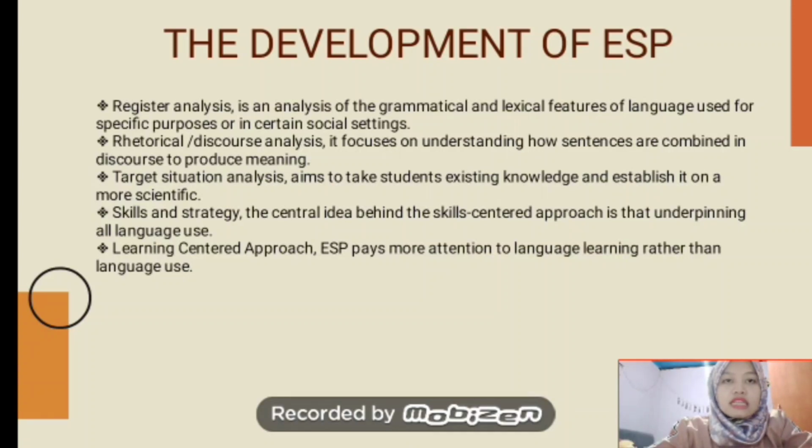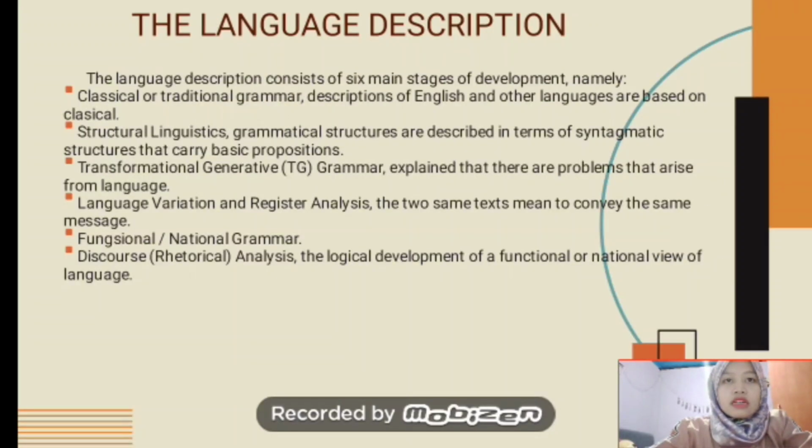Next, skills and strategy. The central idea behind the skill-centered approach is the underpinning of language use. The last, learning-centered approach. ESP pays more attention to language learning rather than language use. Next, the language description. The language description consists of 6 main stages of development, namely, the first, classical or traditional grammar. Description of English and other languages are based on classical grammar.